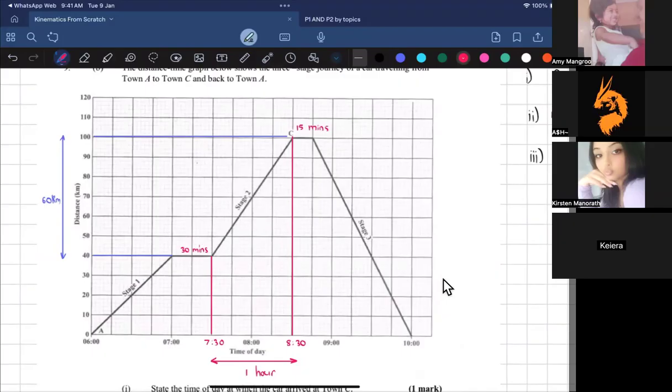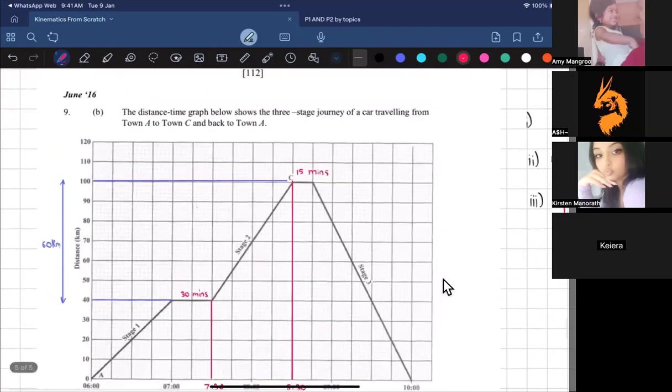Okay, and was that it? So you went from A to C, but was that it for your journey? What did you do next? Check the question. Oh, he had to go back to A. Right. So if from your house to Port of Spain is 20 kilometers, obviously, if you go to Port of Spain, you wouldn't stay in Port of Spain. You gotta come back home, right? So how much distance would you have covered altogether?